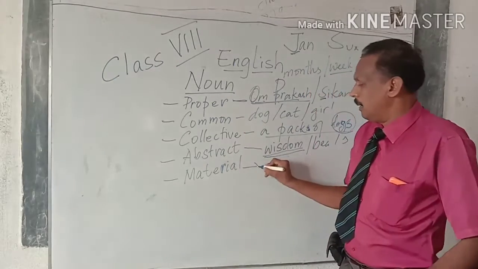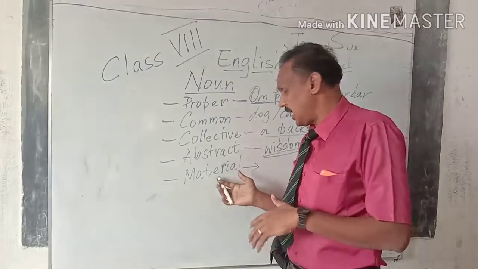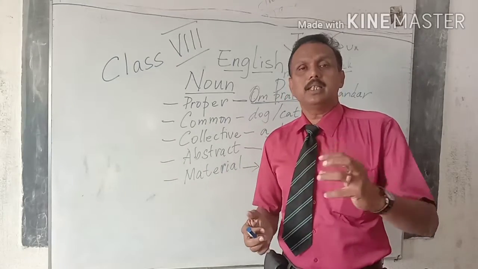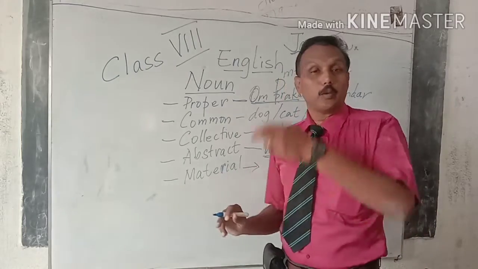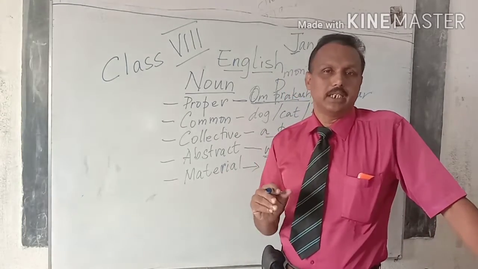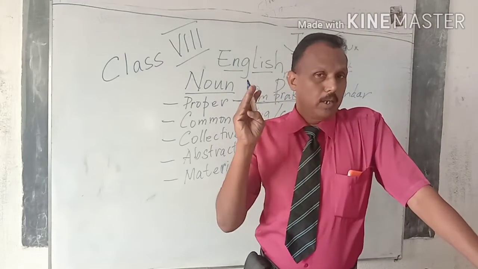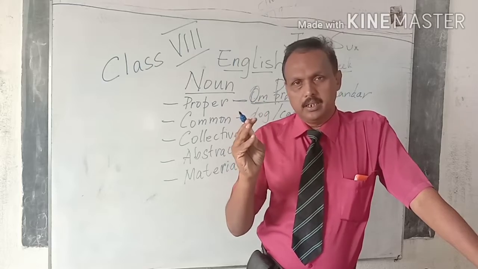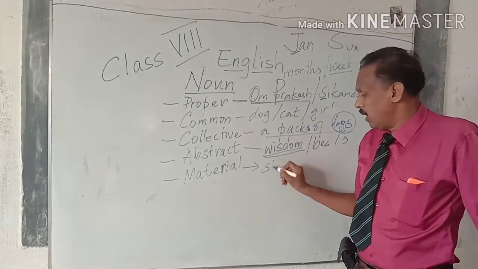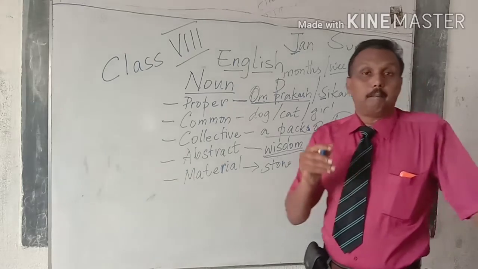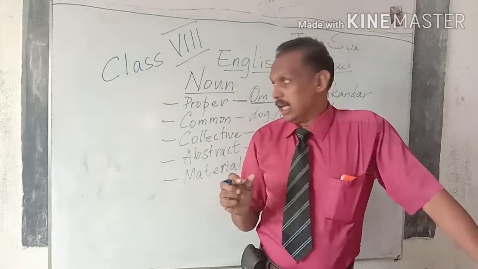And the last one, material noun. Material, you might have studied in science, means a thing. Anything that is used to make something is called a material noun. Or you might have studied in social studies about raw material. It is the same way here. Houses are made of brick, stone, cement. So brick, stone, cement, they all come under material nouns. Plastic is used to make pipes. So plastic is a material noun.